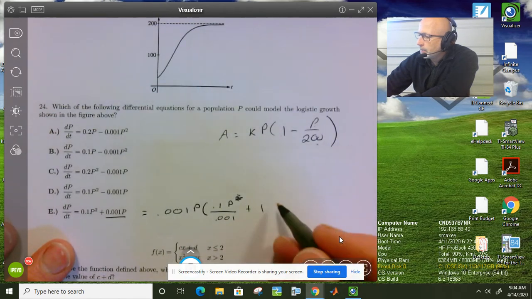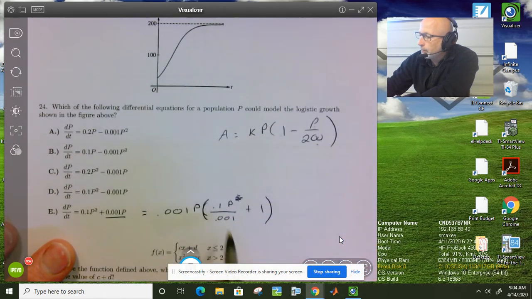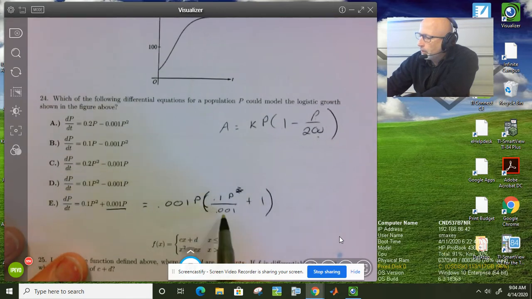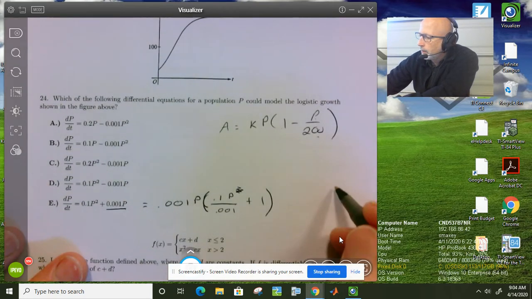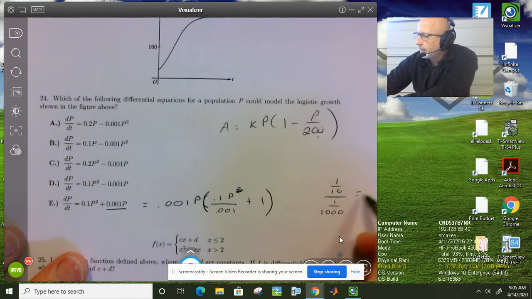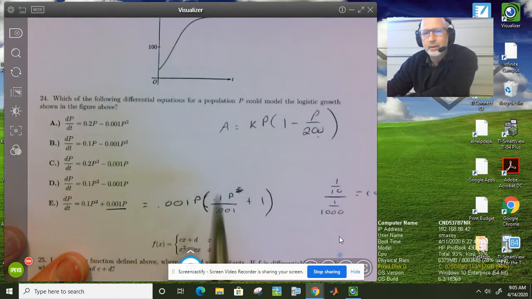Okay, so then I just have to figure, okay, well, what is this going to be equal to? So 0.1 over 0.001. So 0.1 is 1/10. 0.001 is going to end up being 1 over 1,000. So if you flip and multiply, this is going to give you 100, and even the 100 is on top, so this is not going to work.